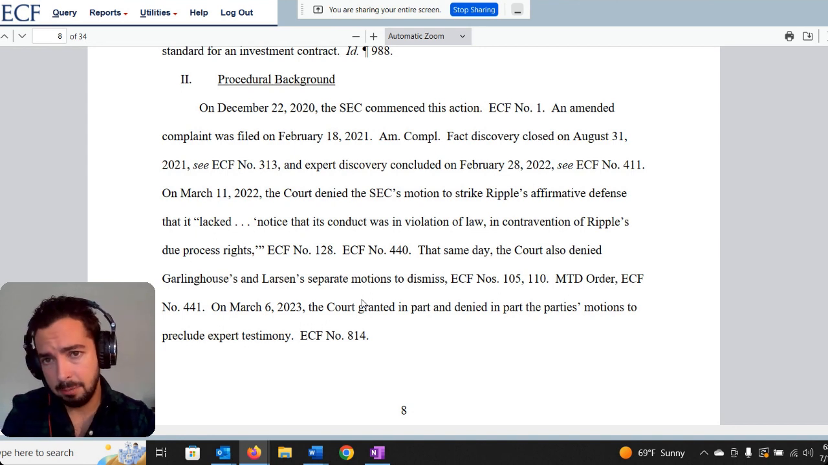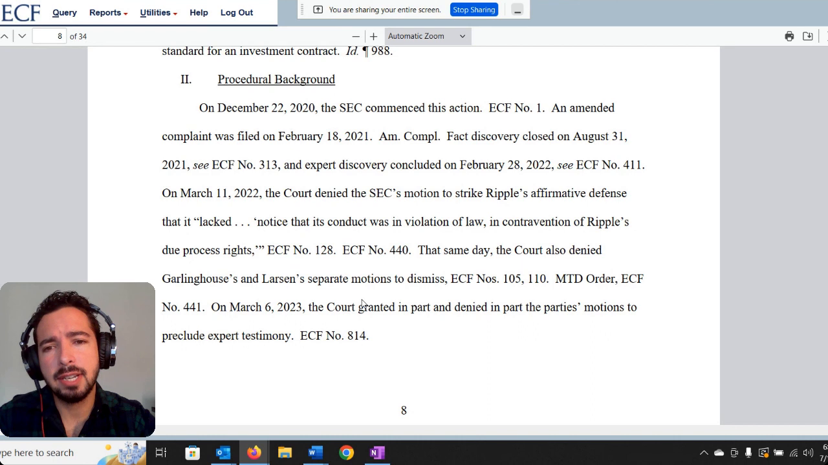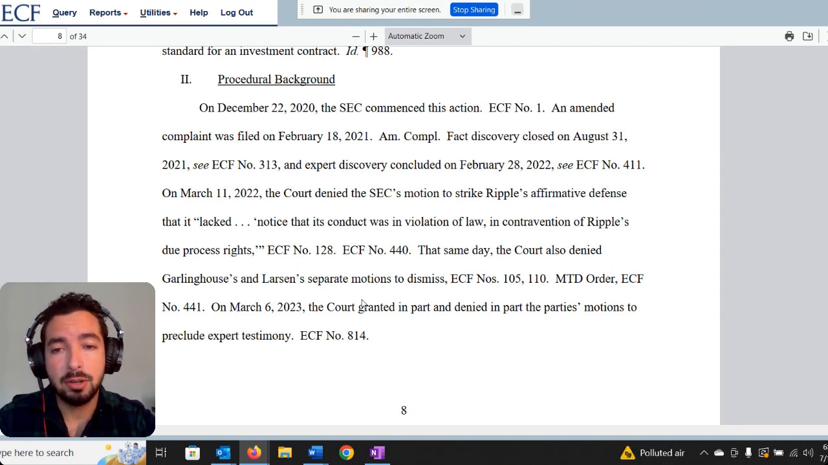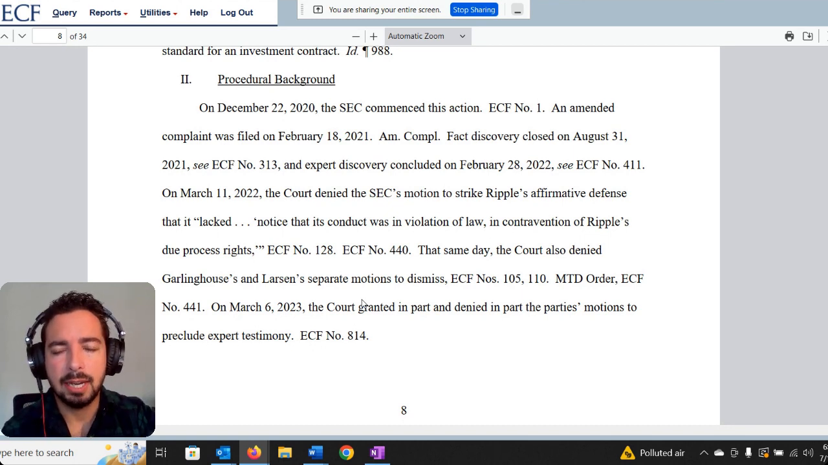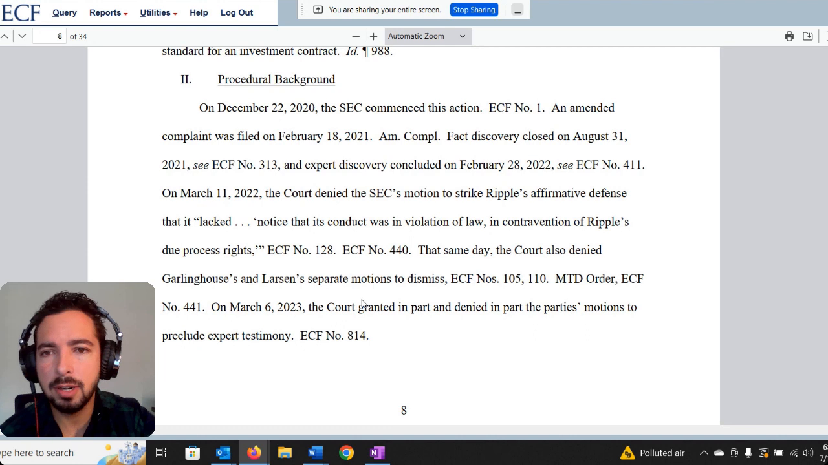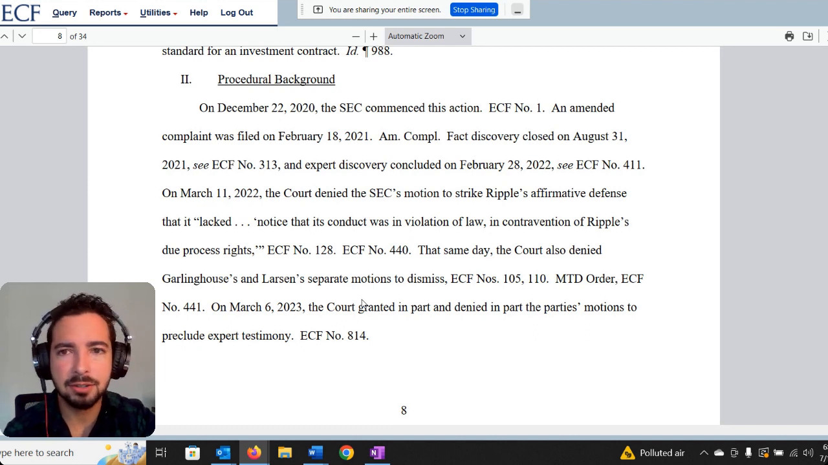And today we're going to be going through the procedural background, which is an explanation of how we got to the order on the motion for summary judgment, and then also the legal standards that the court is going to be using to basically decide the case. Now, I have read a little bit forward, but I have not read the analysis section. I'm going to save that for the next video. But why don't we just go ahead and jump in here?